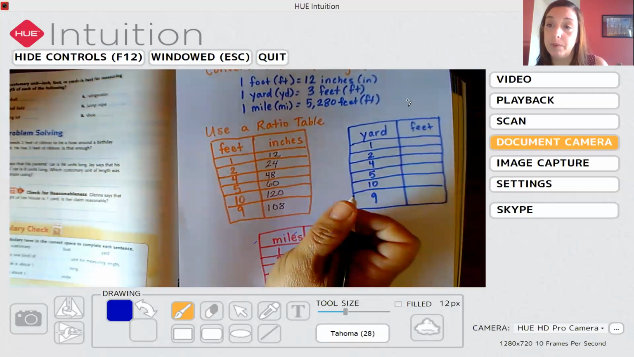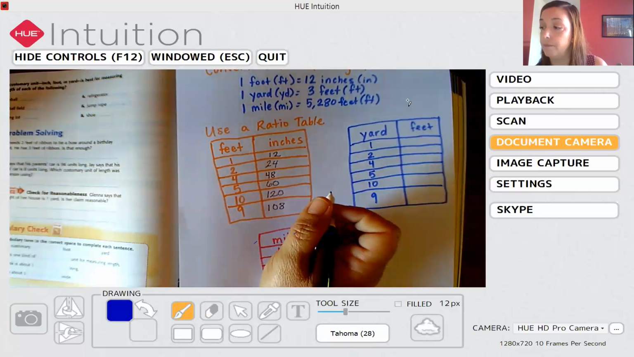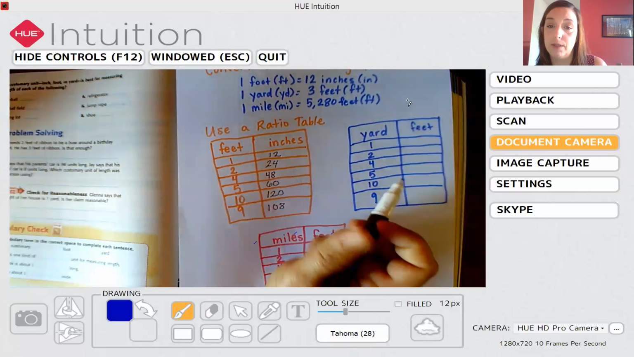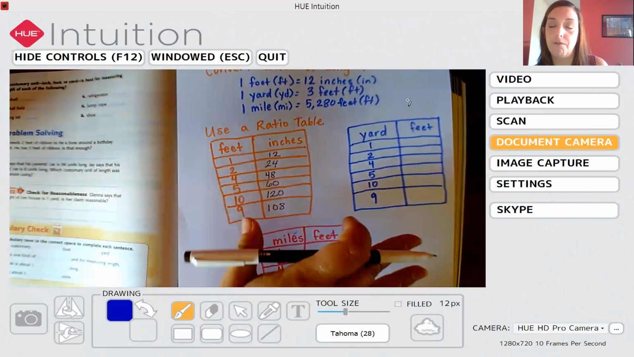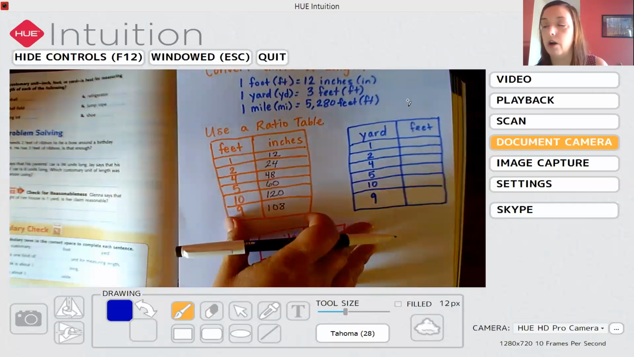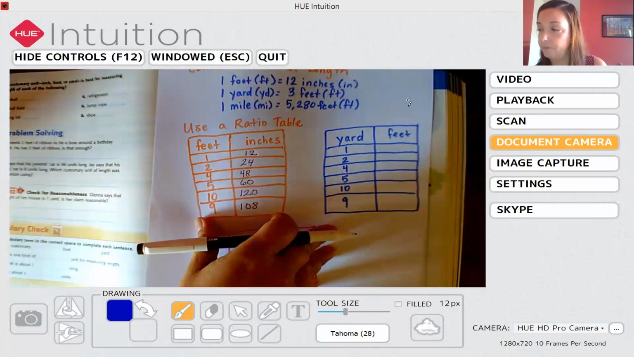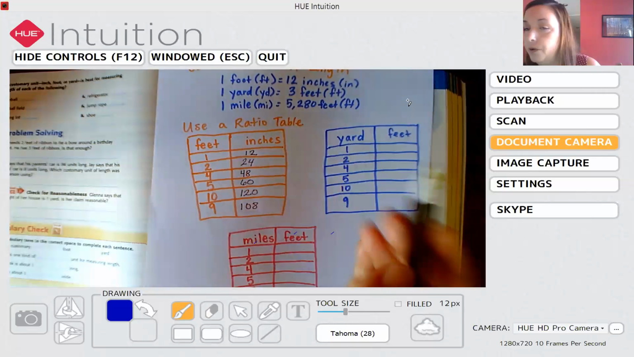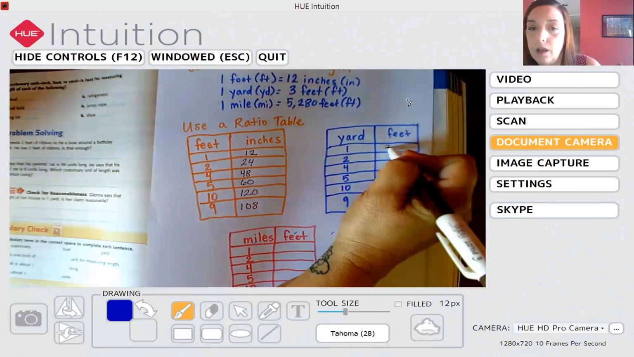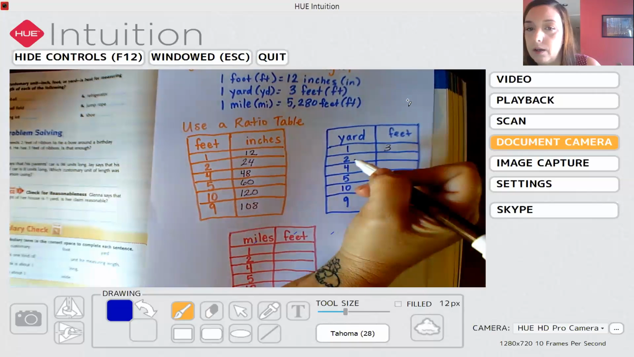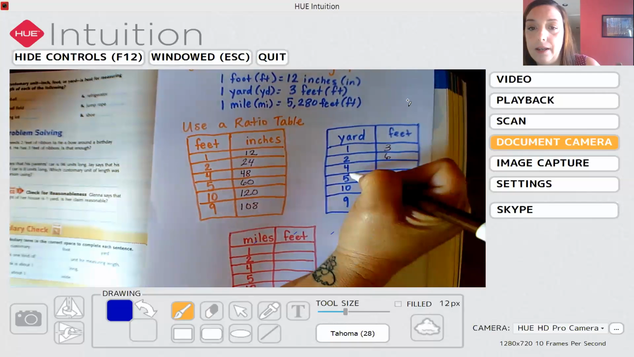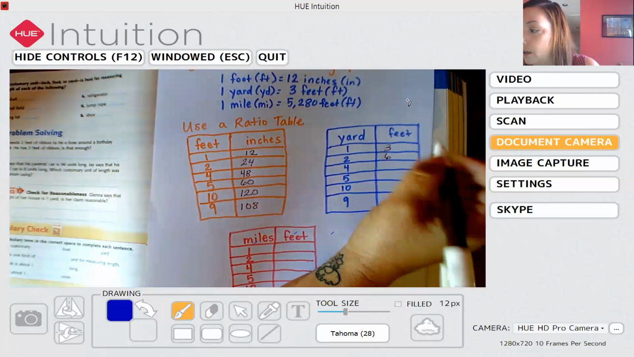So we can use multiplication, we can use the numbers that we have in our ratio table to help us build new numbers, okay? So that's a ratio table for feet to inches. Let's look at yard to feet, okay? So we know 1 yard is equal to 3 feet. So if I double that, 2 yards would be 6 feet. And if I double it again, 4 yards would be 12 feet.